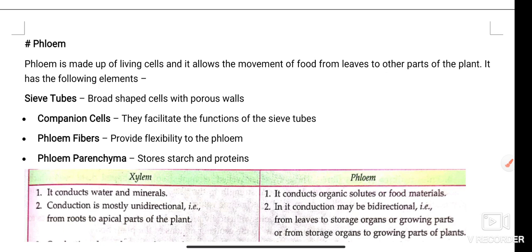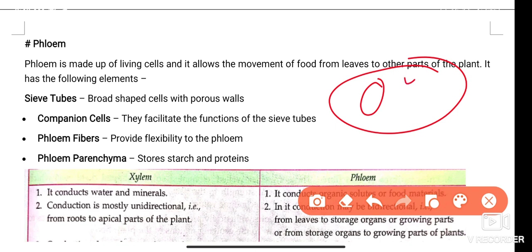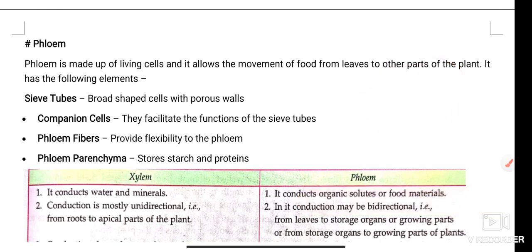The first component of phloem is sieve tubes. They are broad cells with porous walls. Porous means having holes in it, so they are called sieve tubes, looking like a sieve. Next are companion cells. They facilitate the functions of the sieve tubes. What is the function of companion cells? They are connected with the sieve tubes and help to pass the food through the sieves.